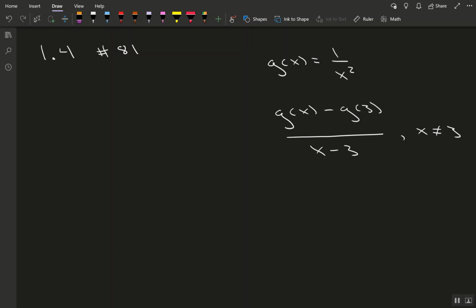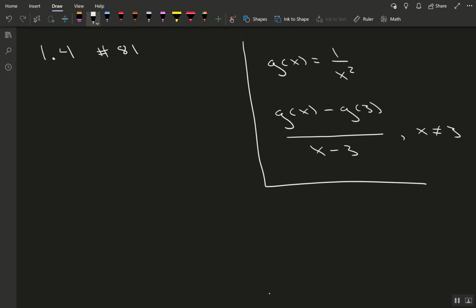Okay, 1.4, number 81. Let's see, find the difference quotient and simplify your answer. This is the one we did from class. We'll finish it here. It has a nice twist in it. You got to be careful and make sure you know how to factor out a negative. That's the tricky part of this problem.